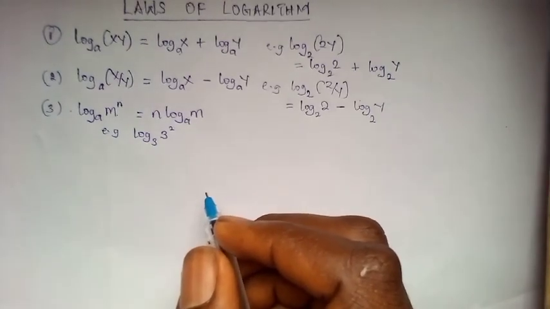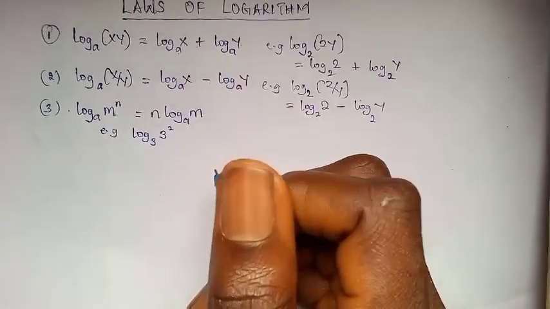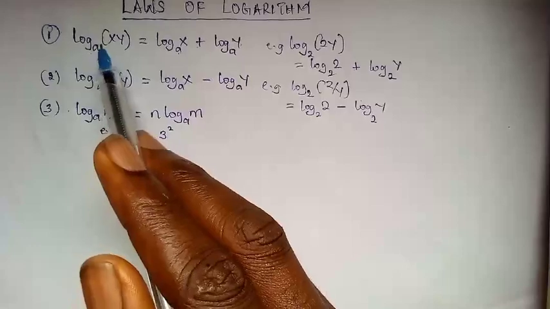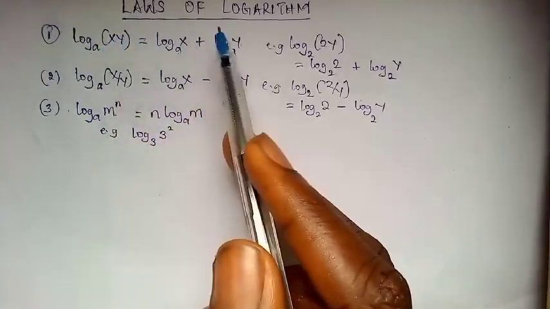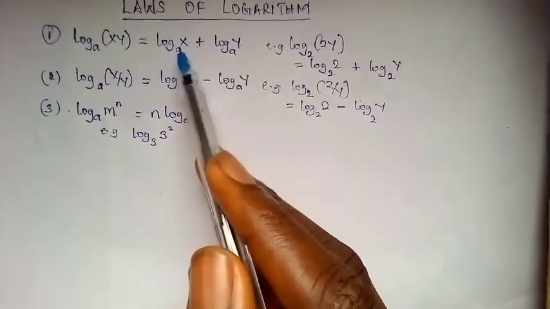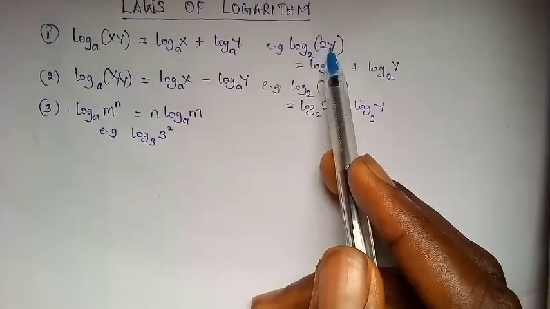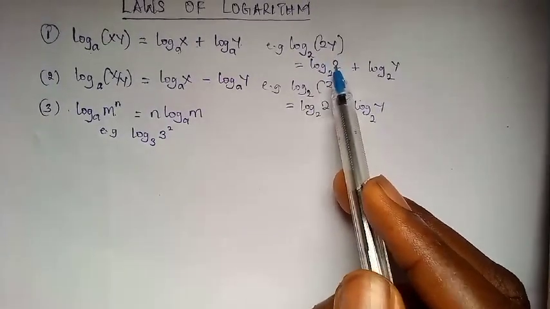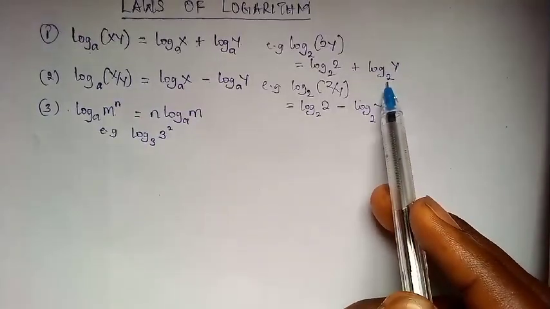Alright, thank you. Now in today's video we're going to be looking at the laws of logarithm. Starting with the first law, called the product law: when we have multiplication of the values in the logarithm, it implies summation of the logarithmic values. So if we have, for instance, log of 2y to the base of 2, it simply means log of 2 to base 2 plus log of y to base 2.